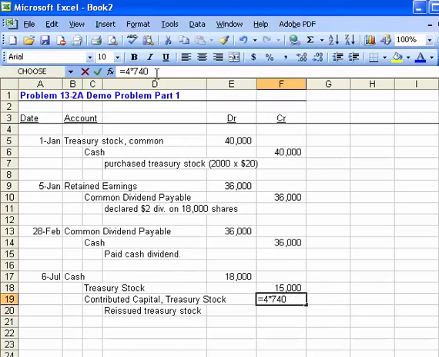What am I doing wrong here? 750. I got to learn how to type correctly. And now our debits equal our credits, and we've taken care of that last transaction. Now I'm going to slide down a little bit.